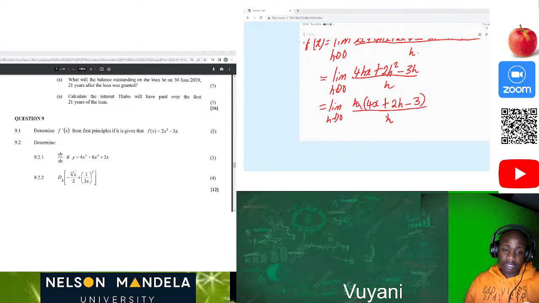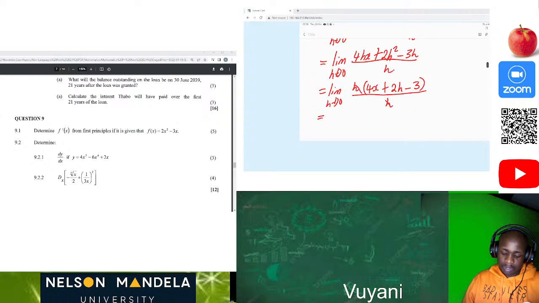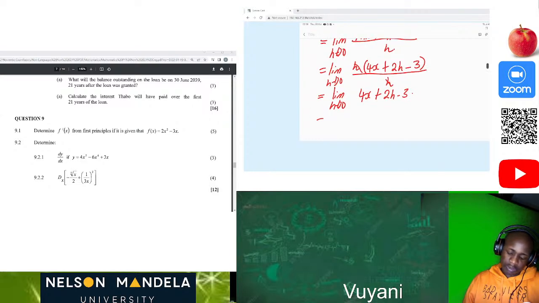This and this will cancel. Now we are left with the limit as h approaches 0 of 4x plus 2h minus 3. Then when h is equal to 0, we will be left with 4x minus 3. So this will be our f prime of x when we determine it using first principles.